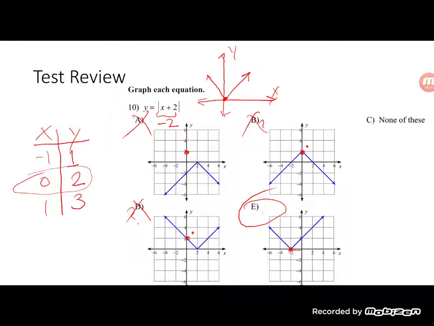However, I'm going to plot over 1 up 3, and I actually see that that falls perfectly on the line. And so at that point, even if I couldn't tell for certain where the graph was moved to, I would make a pretty strong guess that this is my correct answer.